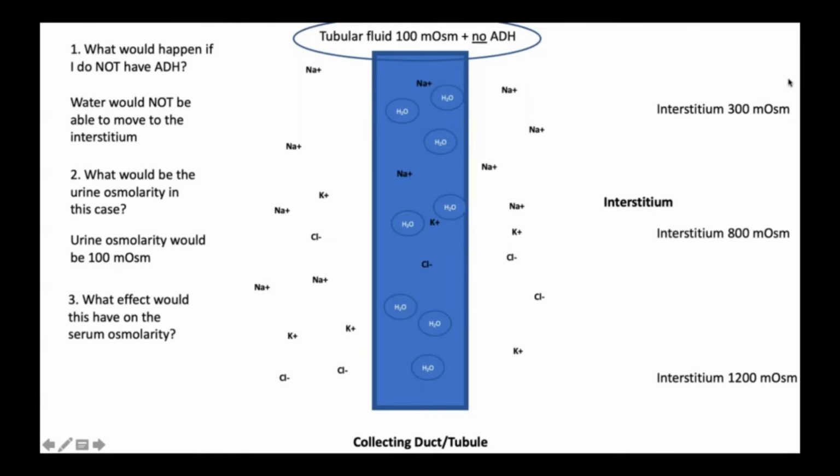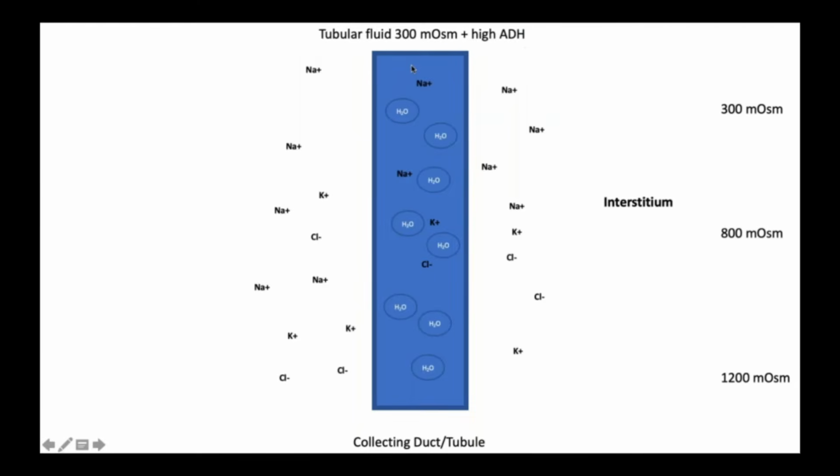Cool. All right, so Shama, let's say I have no ADH and my urine osmolarity is 100. In a normal person, what effect would this have on my serum osmolarity? Your serum osmolarity would elevate. I'm losing free water from my body. Therefore, the amount of solute relative to my free water is going to increase. The serum osmolarity is going to increase. Great.